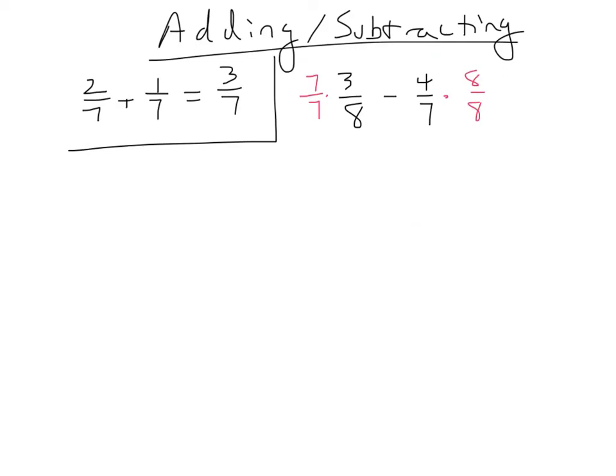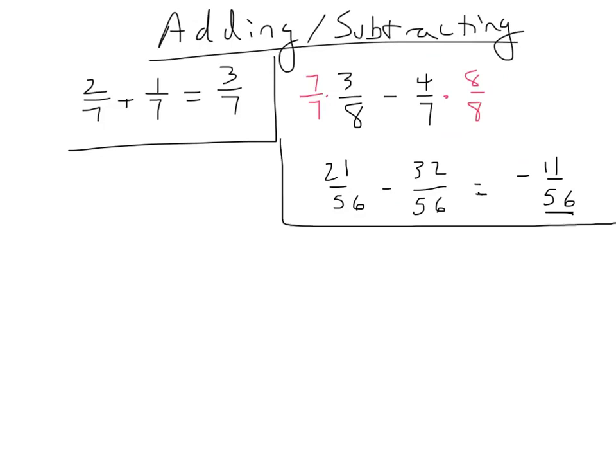So that's going to get us, then we're going to have 21/56 minus 32/56. And when we actually do that subtraction, we're going to find that we get -11/56. Now at this point I need to check and make sure it can't be reduced, but since the top is prime and 56 is not divisible by 11, I'm in good shape.